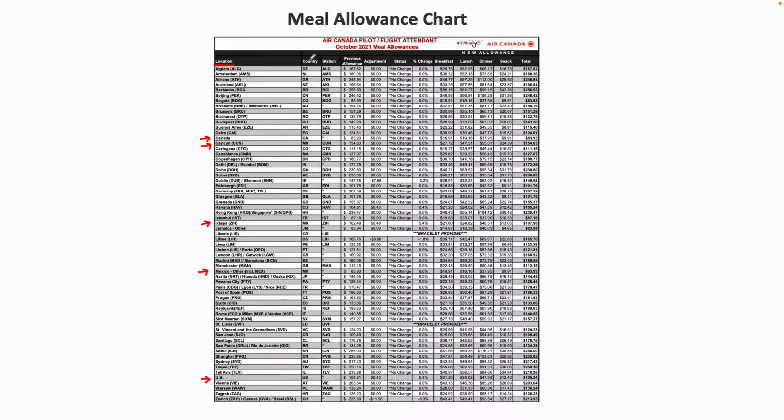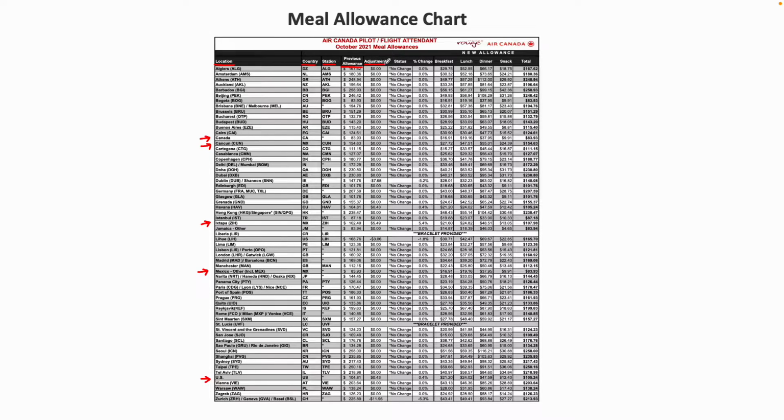The country code and the station code are provided in a separate column. Let's just see what else we can go over here. Previous allowance will indicate the total amount of per diem you would be entitled to in a day if you were to be given breakfast, lunch, dinner, and snack while on layover.